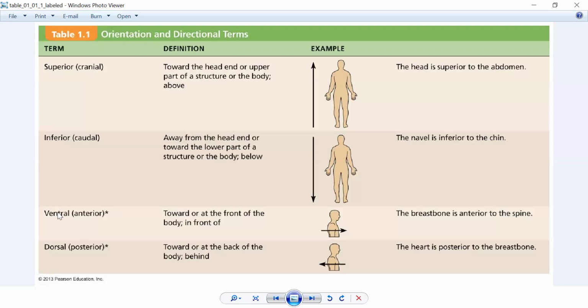Okay, ventral, anterior. These two terms mean the same thing. So anything in front of the body is referred to as anterior, or you could say ventral. Vice versa, if it's in the back of the body, you can refer to that as dorsal or posterior. So let's give an example. Your sternum, which is your breastbone, is in front of the heart, so you could say it's more anterior compared to the heart, which would be more posterior.